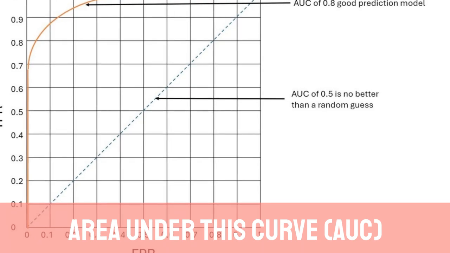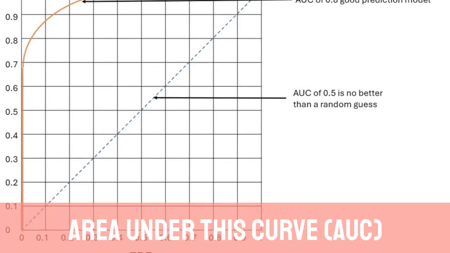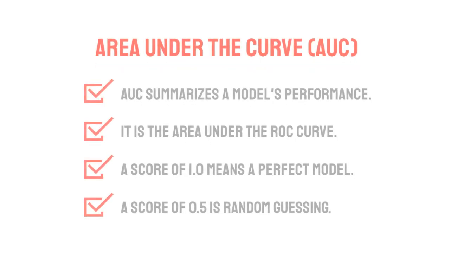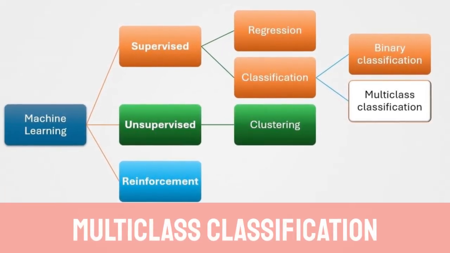An ROC curve is a graph that evaluates a model's performance by showing the trade-off between its ability to correctly identify positive cases and its rate of false alarms. It helps to visualize how a model performs at different prediction thresholds. The area under the curve is a single number that summarizes this performance, with a higher score indicating a better model.